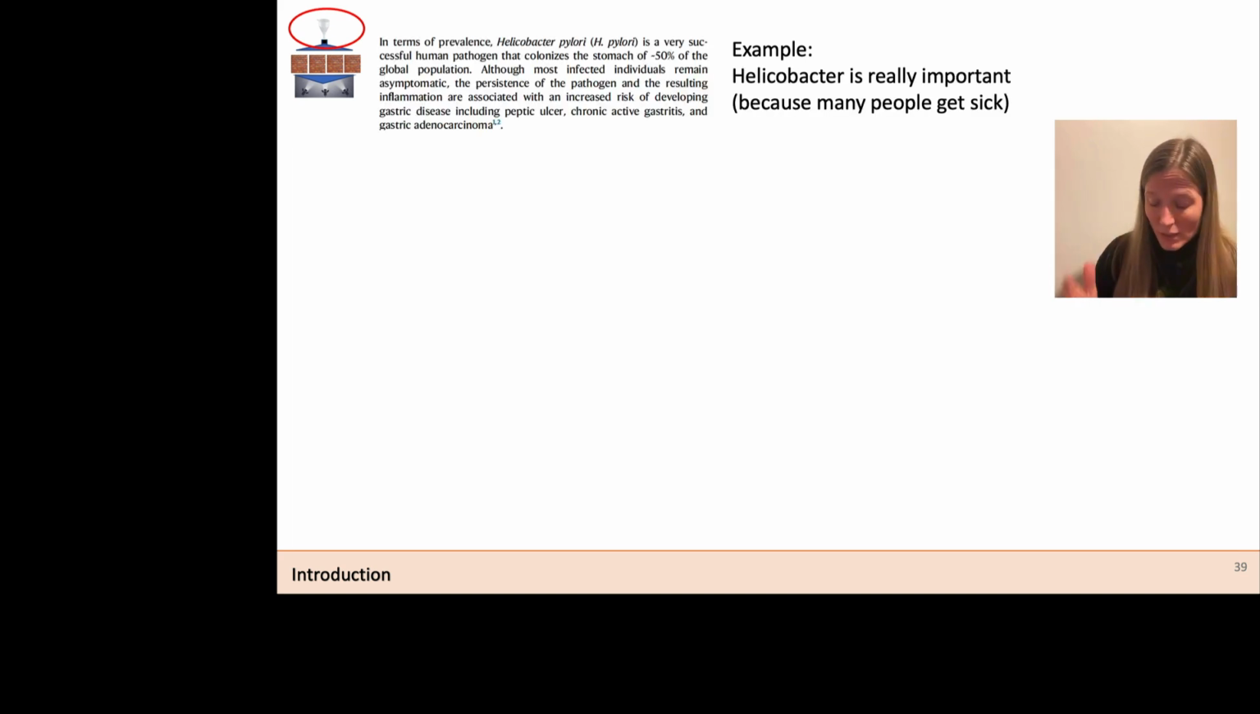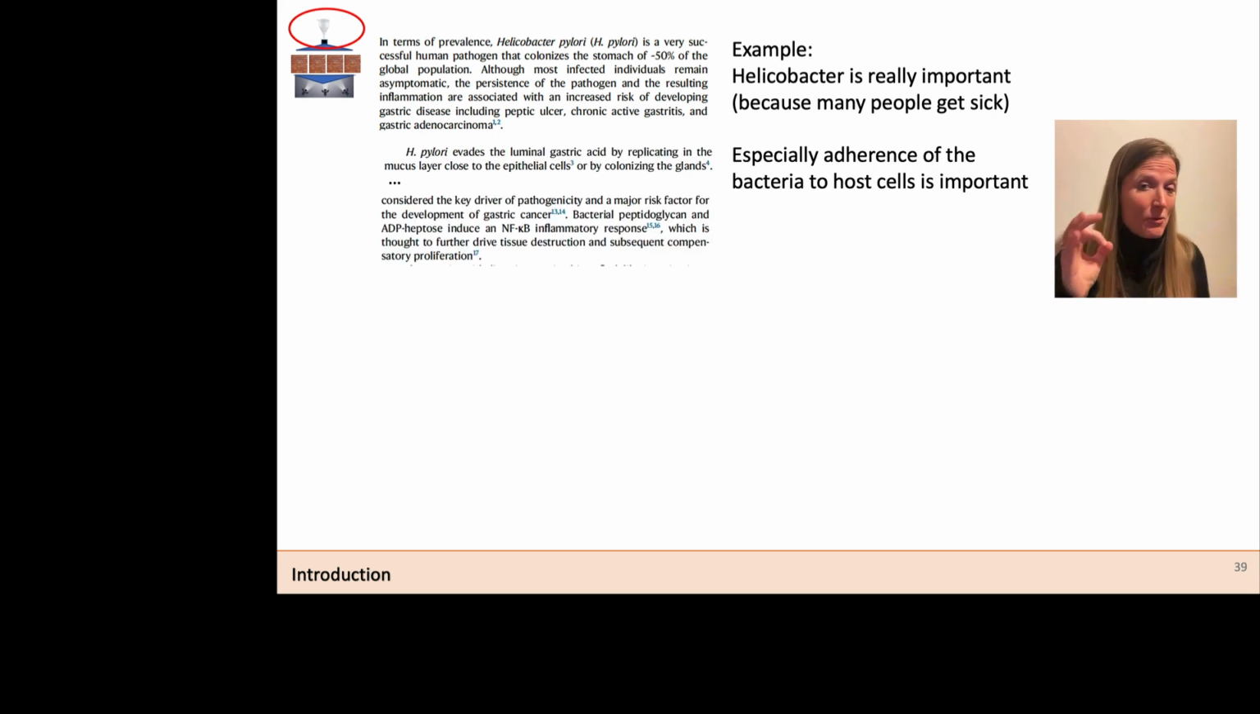One example, well, of course, the Helicobacter paper. I hope you're not yet bored with it. So what do we need for our Helicobacter paper? Well, it's a Helicobacter paper, so we start with this. Helicobacter is really important because many people get sick. So we start here. In terms of prevalence, Helicobacter pylori is a very successful human pathogen that colonizes the stomach of about 50% of the global population. Okay?